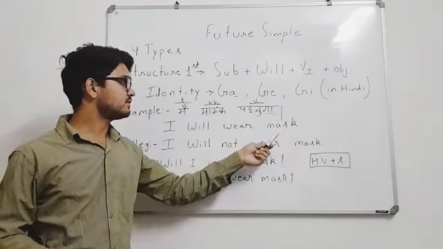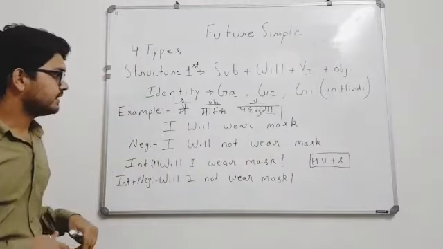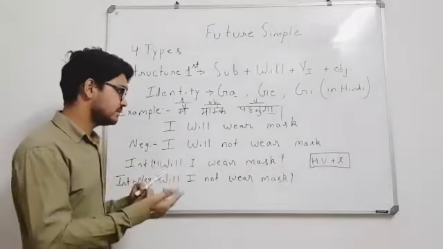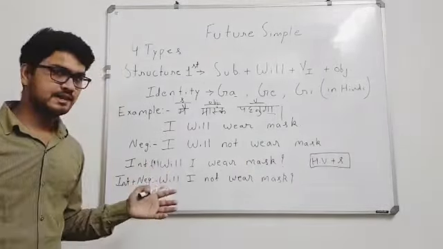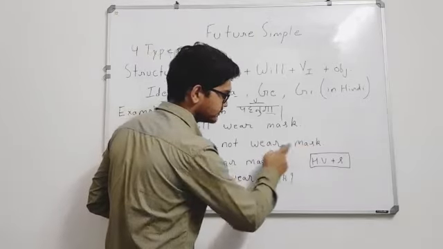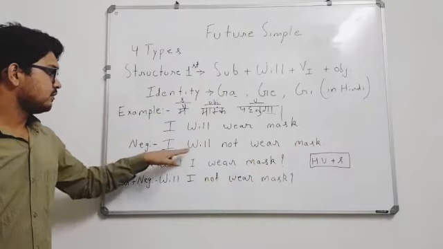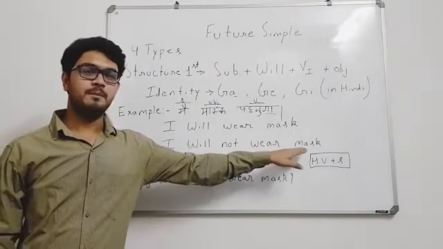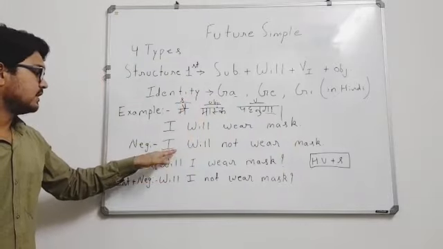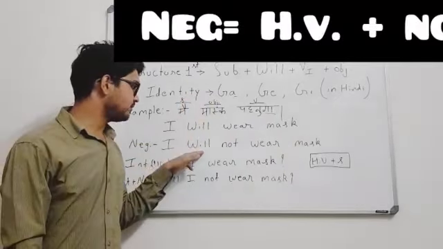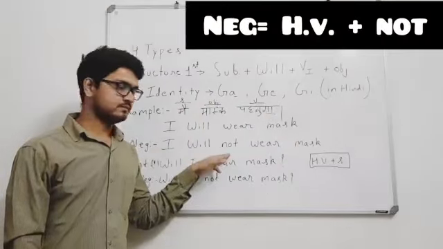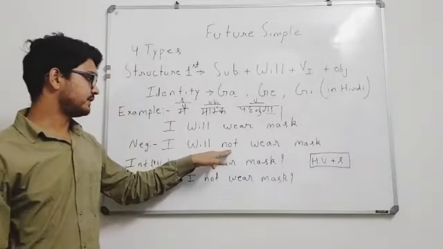Just like this we can make another sentence also in the negative, as we saw in the earlier present and past. In the very same way we are going to make a negative sentence now. So negative will be subject plus will plus not plus verb plus object. Here we can see: I will not wear mask. Okay, this is the sentence we can see. Always remember in negative sentences, after the helping verb we put not. Then the sentence will be made perfectly.